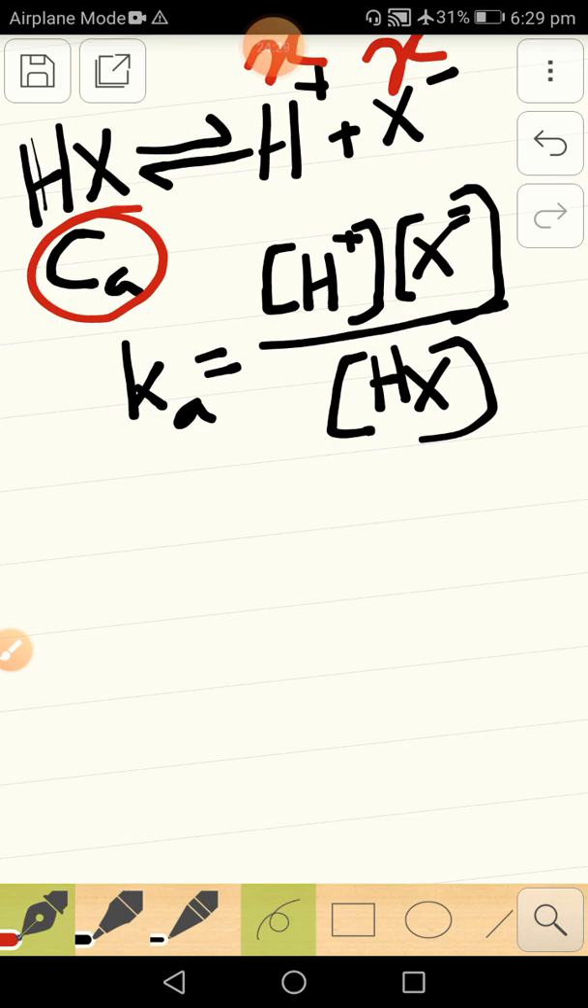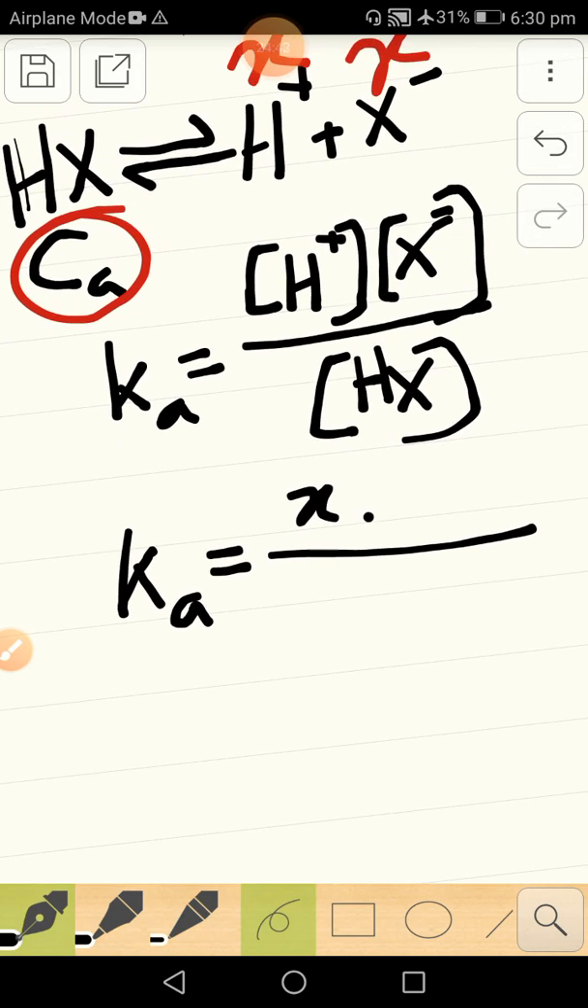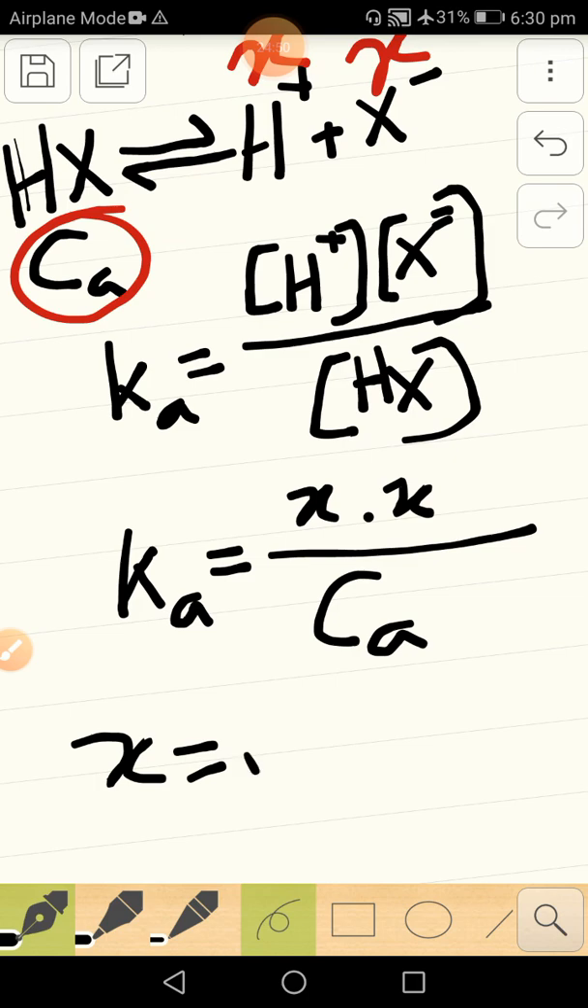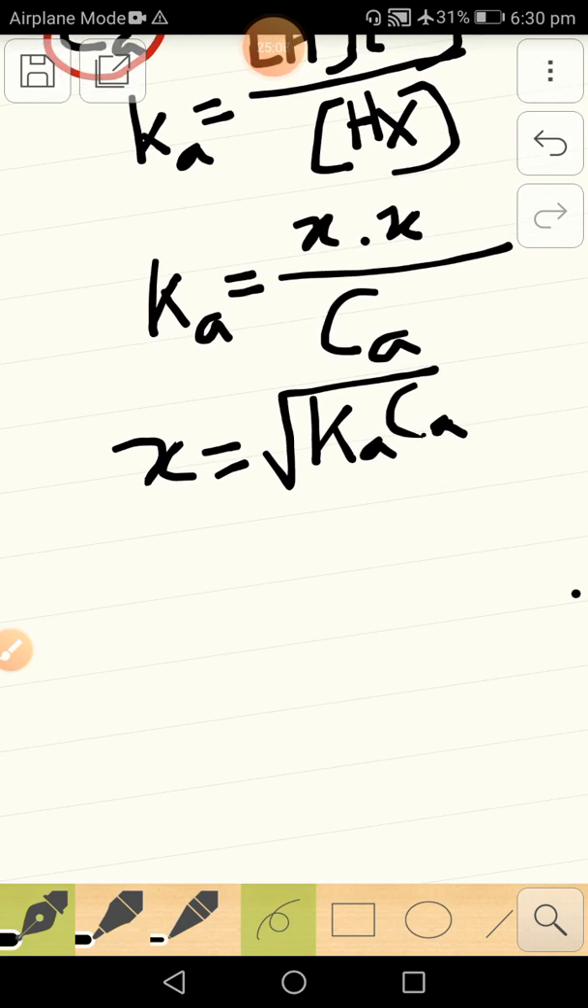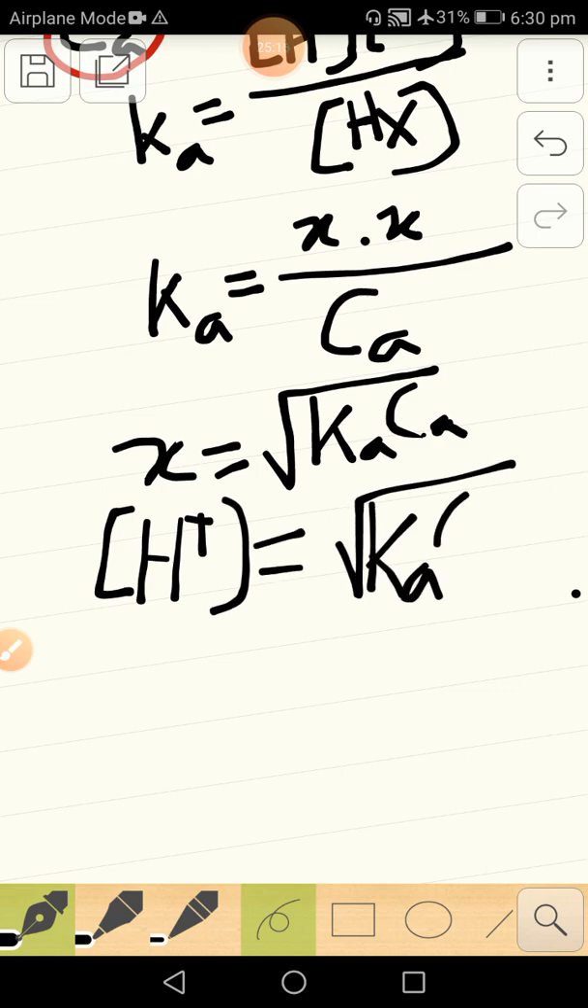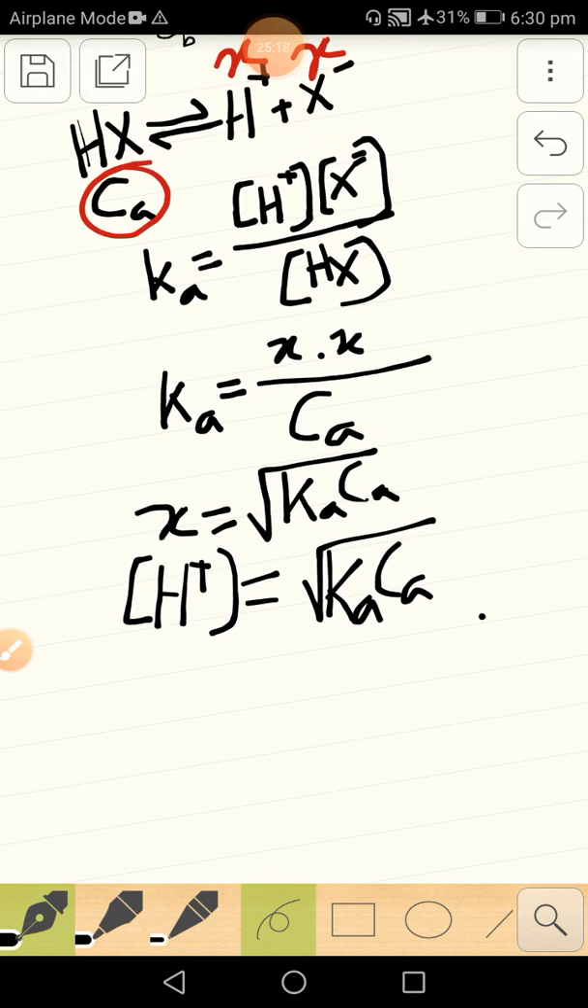So putting all these values together, Ka will be equal to x into x divided by Ca. So it turns out that x will be equal to root over Ka into Ca. Okay, so this is how it's going to work. So you can say that the concentration of H plus would be equal to root over Ka into Ca.